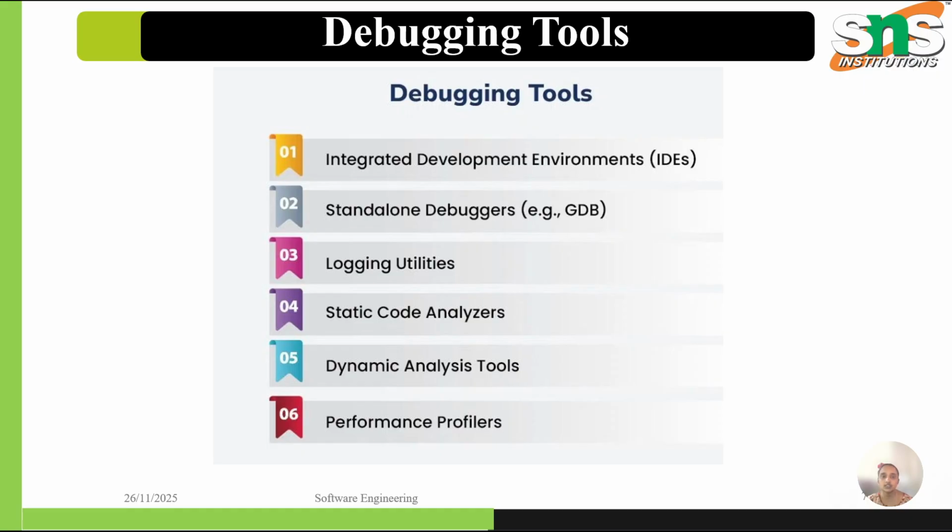Next, there are many tools we can use to rectify errors. Debugging tools: the first one is integrated development environments, called IDEs. Standalone debuggers, such as GDB. Logging utilities, static code analysis, dynamic analysis tools. The last one is performance profilers.